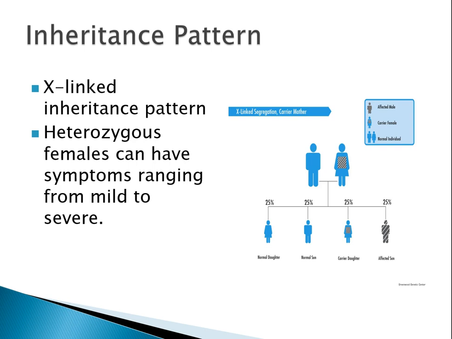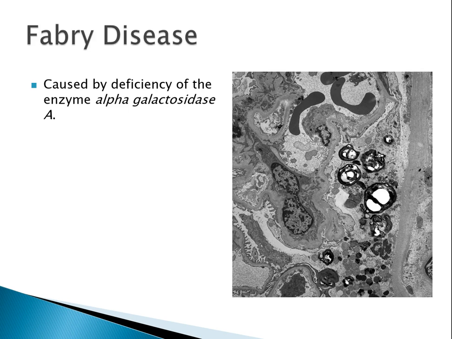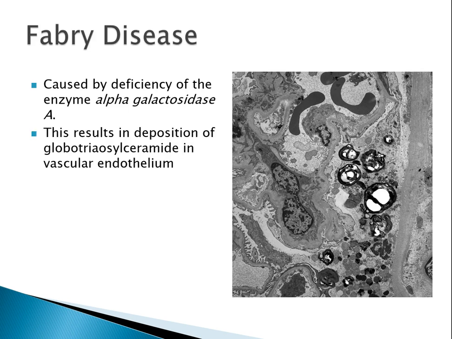Fabry's disease is inherited in an X-linked pattern, but again, I do not like to use the word recessive, and we discussed this before. There's a difference between recessive and X-linked. Heterozygous females can have symptoms ranging from mild to severe, as is seen in the pedigree in the previous slide. What happens with females is, in some groups of cells, the enzyme is not working correctly, and so there can be accumulation. In Fabry's disease, the enzyme alpha-galactosidase A is not working.